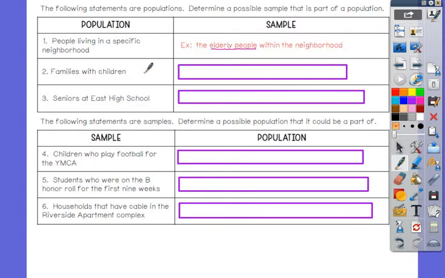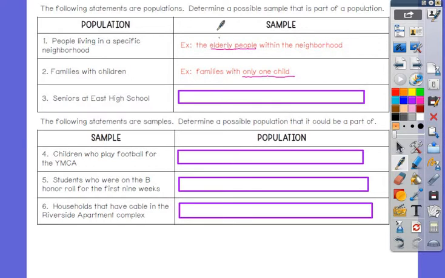Number 2: if our population is families with children, how can I break that down into a smaller sample? What you got? Families with teenagers. Families with just boys, I like it. Families with twins, that's good. Families with two kids. Just girls. Families with kids with only blonde hair. Families with triplets. Families with only one child. Those are all samples of the whole population.